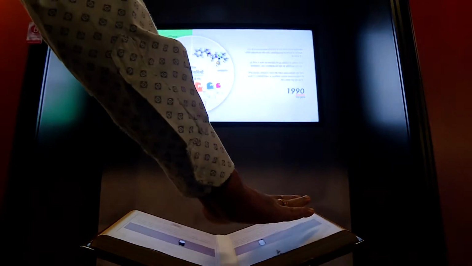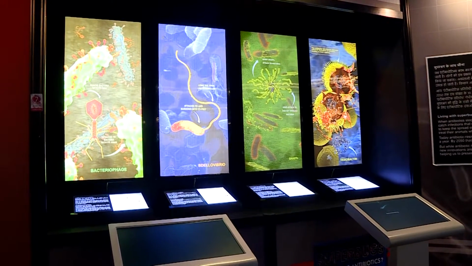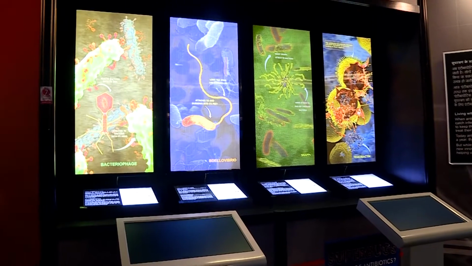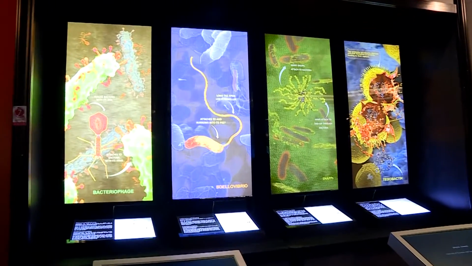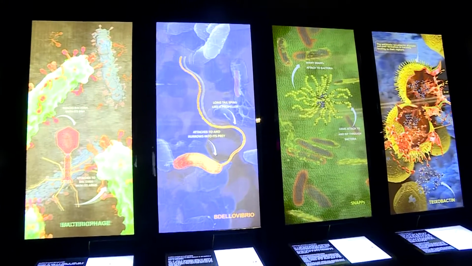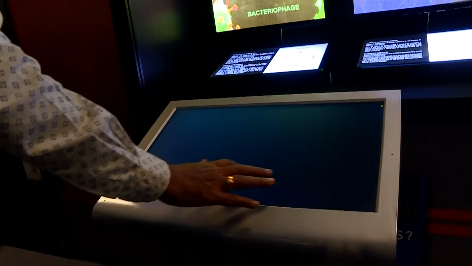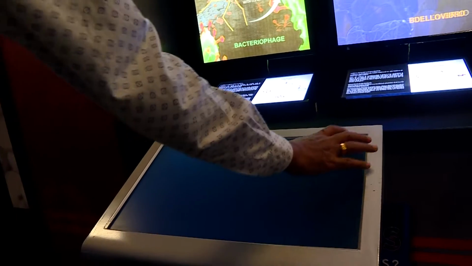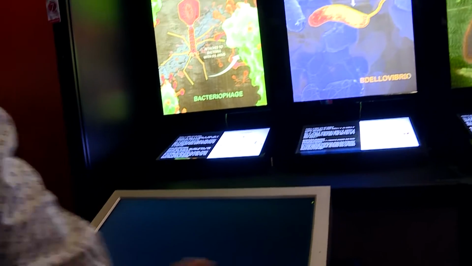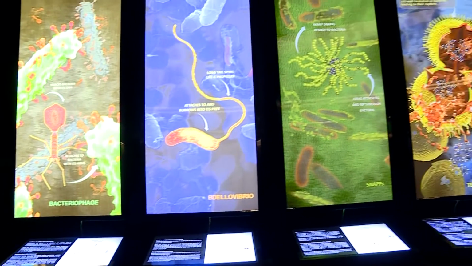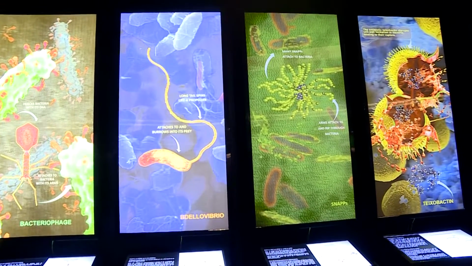Now, after the introduction to the history of antibiotics, we have reached a stage where most of these microbes have become resistant to the known antibiotics. But then new antibiotics are not coming into the market. So biologists are looking for alternatives.